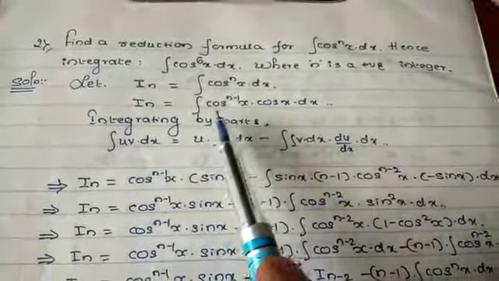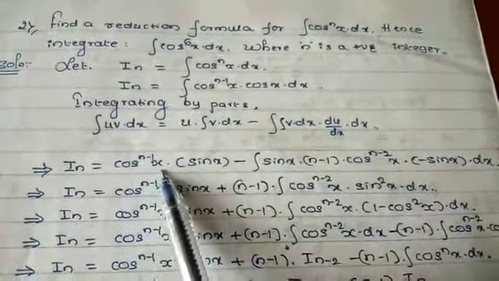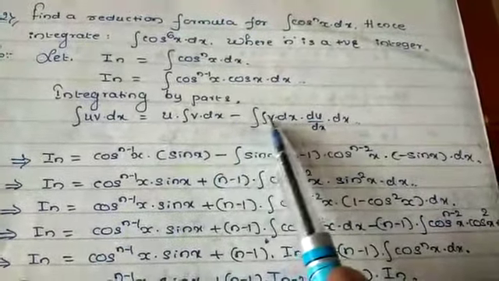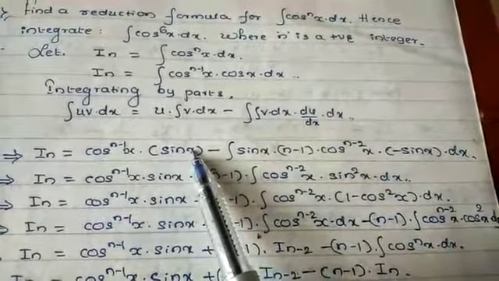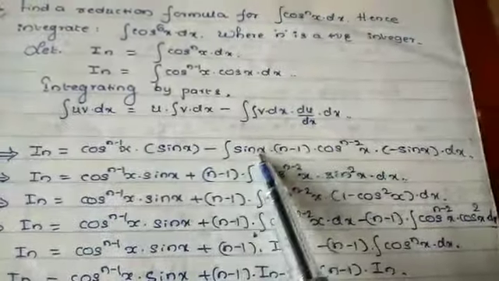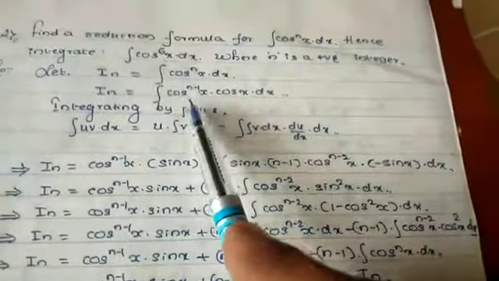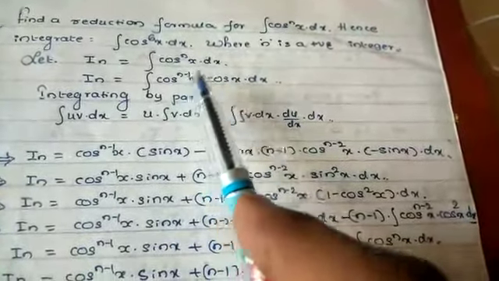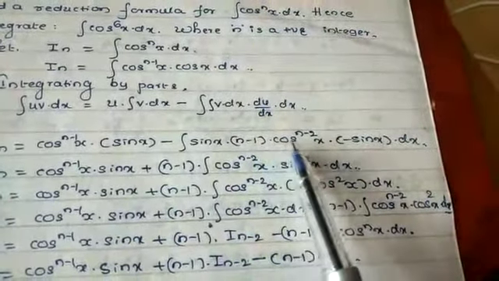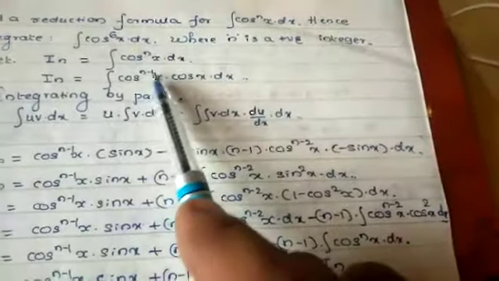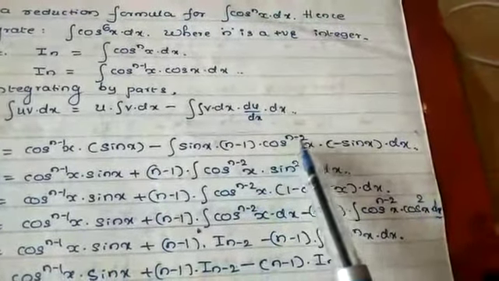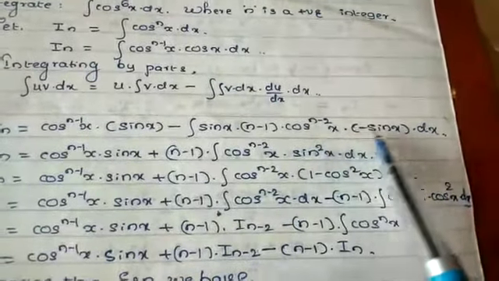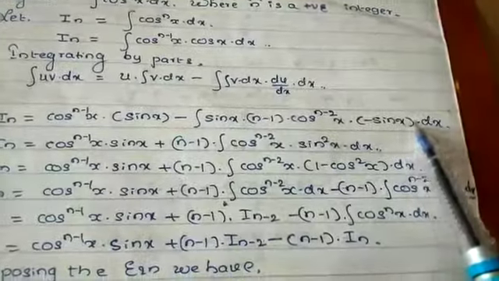The first function u is cos raised to n minus 1 x. Integration of the second function cos x is sin x, minus the integration of the second function, which is already integrated one time, so sin x, into the differentiation of the first term. It is of the form x raised to n, whose differentiation is n x raised to n minus 1, therefore it is n minus 1 into cos raised to n minus 1 minus 1, so it becomes cos raised to n minus 2 x, but in place of x it is cos x, so its differentiation is minus sin x with respect to x.